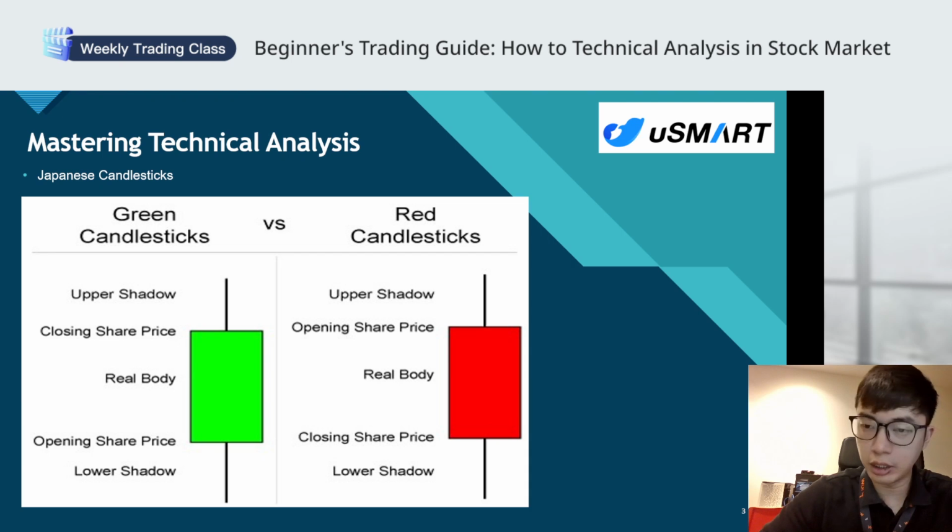Because here in Malaysia or Singapore, I think the green one will be the bullish candle, and the red one will be the bearish candle. However, in China or Hong Kong, I think the colors are opposite, where the bullish one is red and the bearish one is green. So here I will just assume that green is bullish and red is bearish.